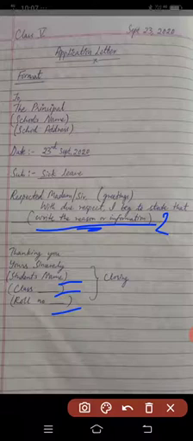Okay, and then after that you have to write the closing here. Thanking you, yours sincerely, yours truly, yours faithfully, your student, whatever is suitable you can write. And then student name, write your name, class, roll number. Okay, so this is for today's lesson that we are going to learn, application writing.